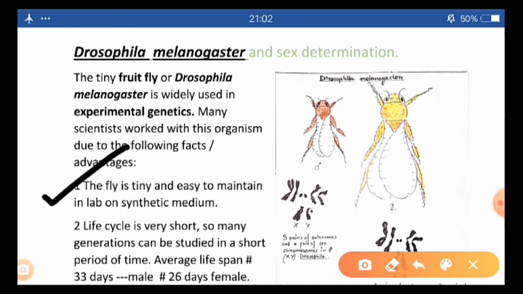The second advantage is regarding their lifespan. They have a very short lifespan, and due to that reason, within a few months or few days, we can observe a large number of generations. Large number of successive generations can be studied easily within a few months, because the average lifespan of male is 33 days, and in case of female, that is 26 days.